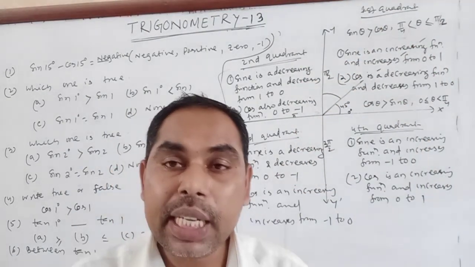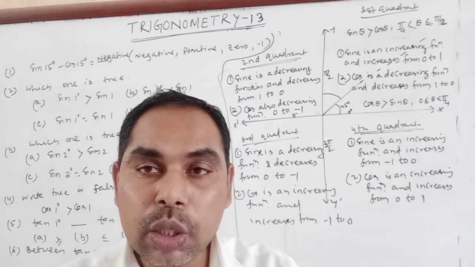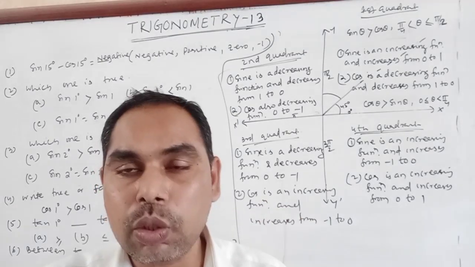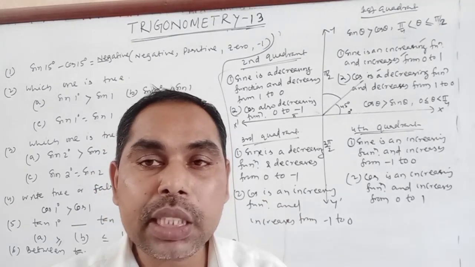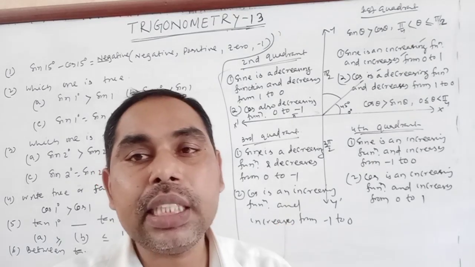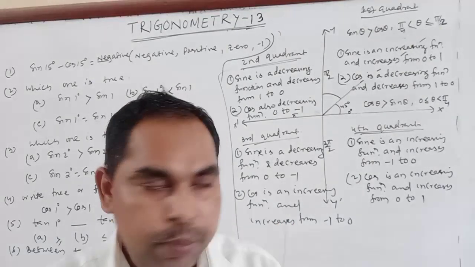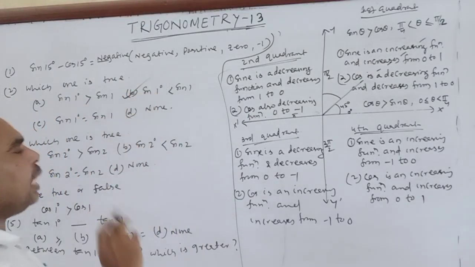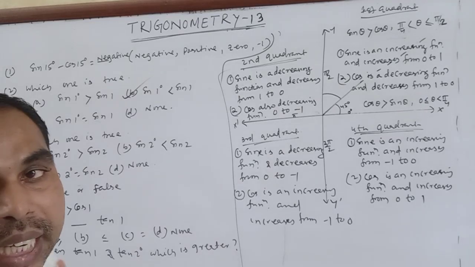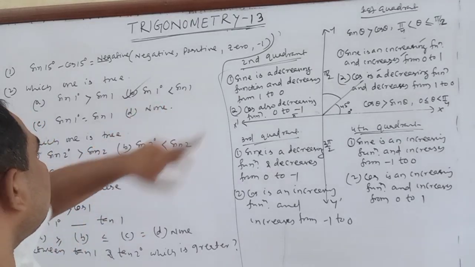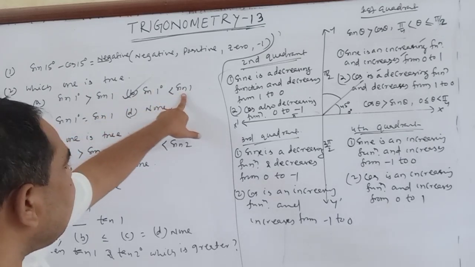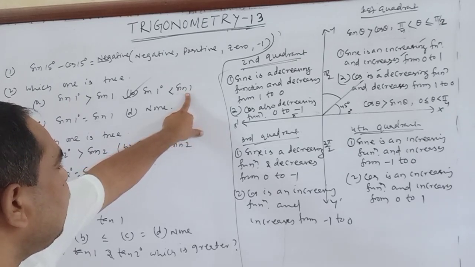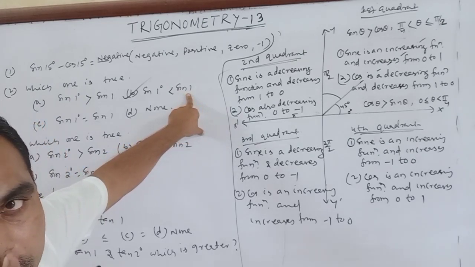Sin 1 degree means nearly 0 value, because sin 0 degree is 0 and sin 1 degree is also nearly 0 but not exactly 0. But sin 57 degree means nearly sin 60 degree, and sin 60 degree is √3 by 2. Therefore sin 1 degree is less than sin 1, because 1 degree is less than 57 degree.